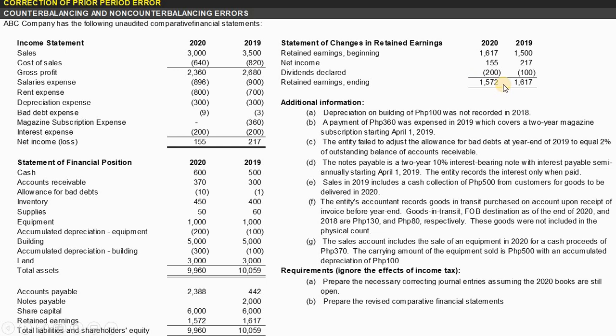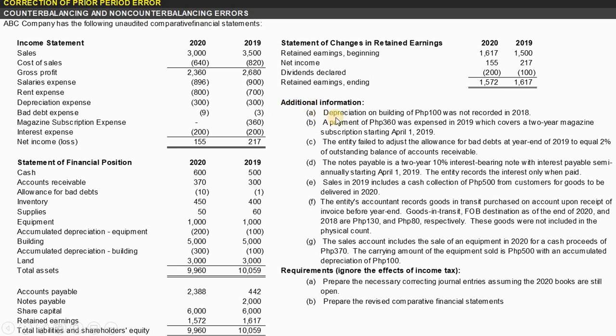Now, since we are done with plotting the unadjusted balances of retained earnings and net income, let us now proceed to the additional information, which will give us the information about the errors committed by the entity. So let us start with letter A.